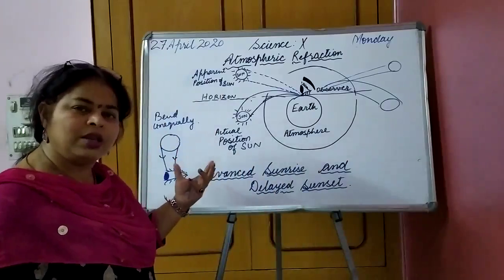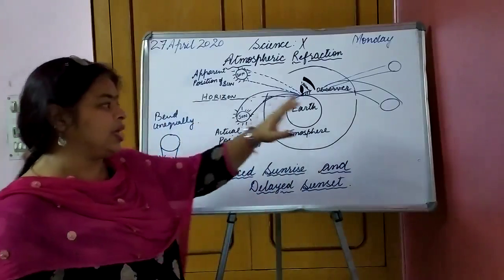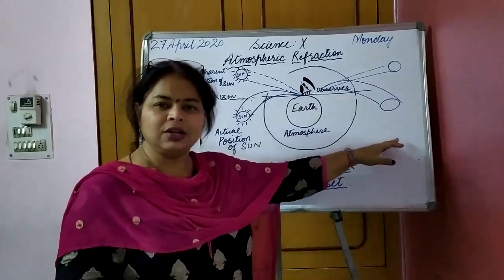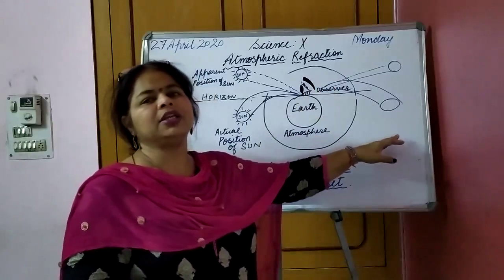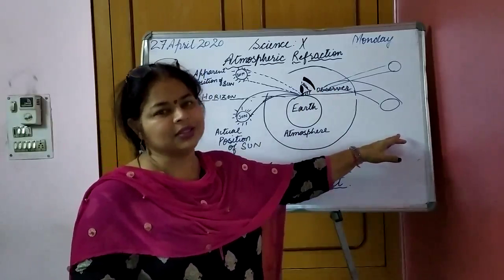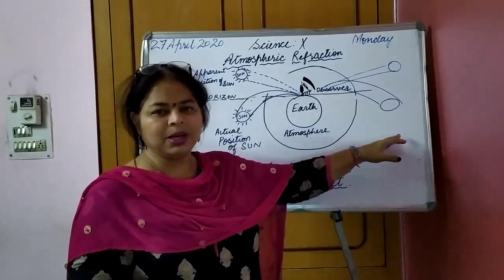The sun appears to be circular, but on the horizon, whether sunset or sunrise, it appears like a flattened disc. So I hope I am clear to you.